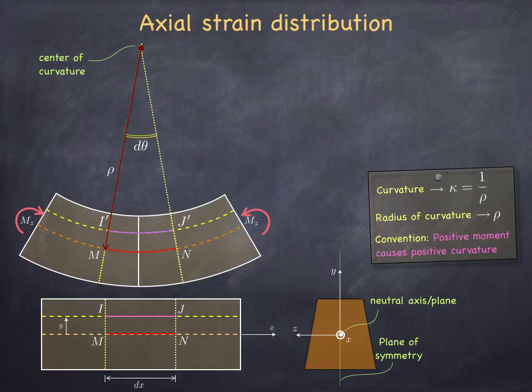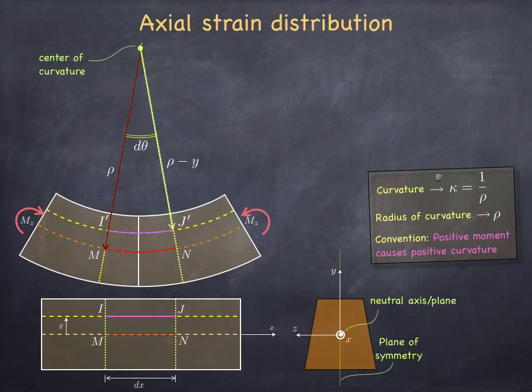So it's going to have units of 1 over length, and it's simply 1 over rho. The convention here in the classical theory is that a positive moment causes a positive curvature. Because the M_z that I have marked here on the picture is a positive moment, using the right-hand rule, the beam will curve up, and this is a positive curvature. This is a mere convention, but it is the usual convention adopted by almost everybody.